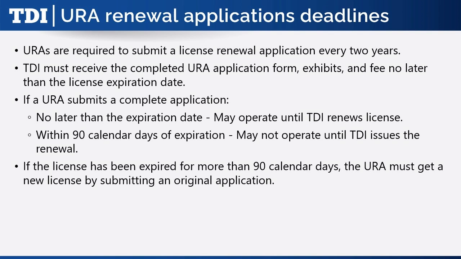If a URA license has been expired for 90 calendar days or less, the URA may submit the complete application, but may not operate from the time the license has expired until the time TDI has issued the renewal license. And if a URA license has been expired for longer than 90 calendar days, the URA may not renew the license. Instead, the URA must obtain a new license by submitting an original application.